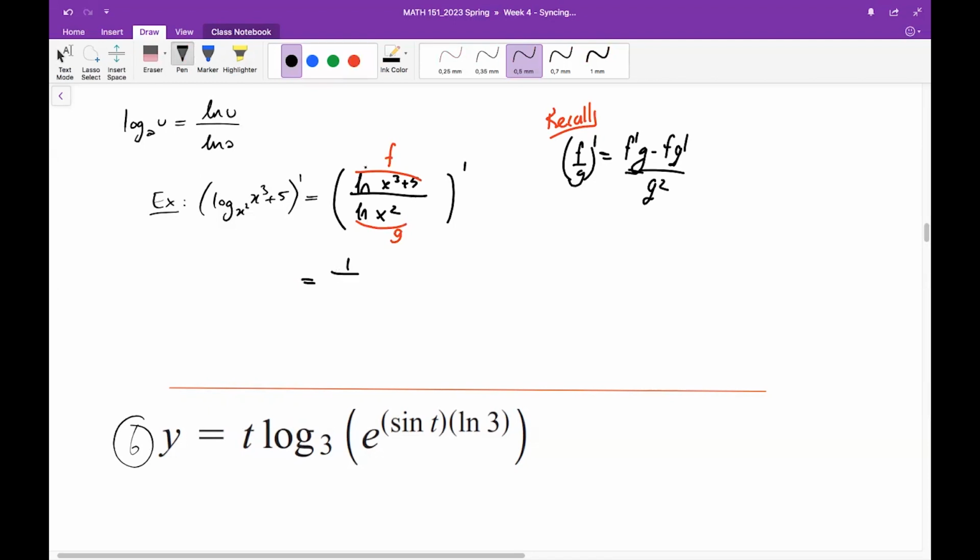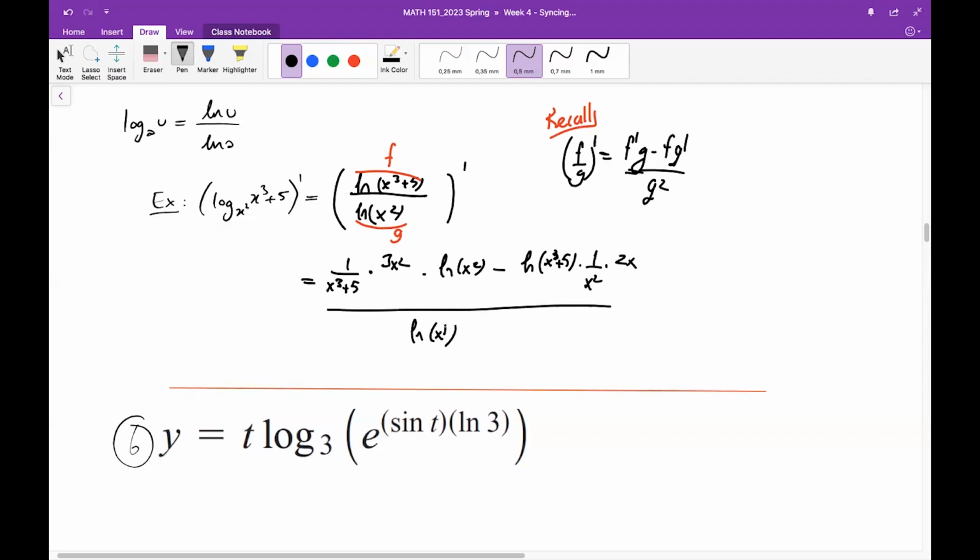Derivative of f is 1 over, you know, these are ln functions. x cubed plus 5, 1 over whatever you see inside, times the derivative of the insider part, which is 3x squared. This is f prime times g, minus, this time f stays the same, x cubed plus 5 times the derivative of the denominator, which is like that, divided by, you automatically write the square of whatever you see at the denominator. Okay, this is quotient rule. We applied quotient rule here. Is that fine?